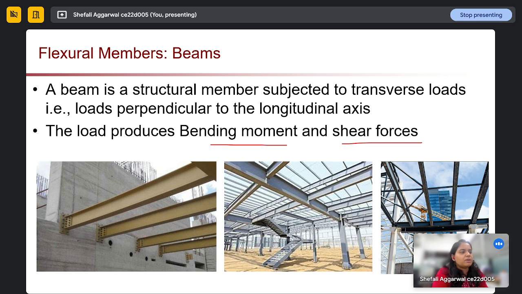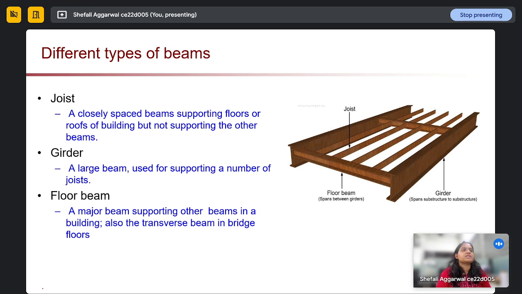These are the different types of steel beams which are actually provided in different types of systems. Next, what are the different types of beams? Mainly, if we see this kind of structure anywhere, we have one joist beam. These are very closely spaced beams provided to support the roof or floors of the building, but they are not supporting other beams. These are just provided in this direction, and either a floor beam will come over this or a roof beam will come below this. So these are just to hold our roof beam and floor beam.